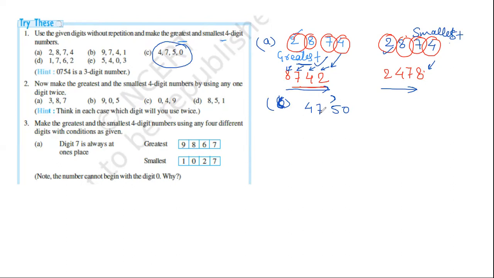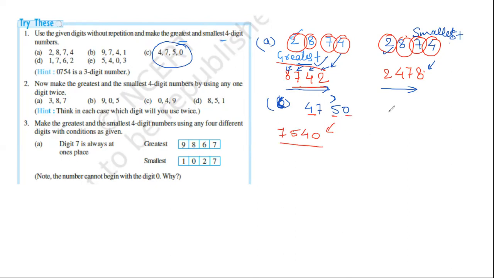So in the same way we'll do. If I want the greatest number, I'll take the greatest digit first, then the greatest available digit, then the greatest available digit, then the remaining digit. So this is my greatest. Okay, fine, no problem, right?